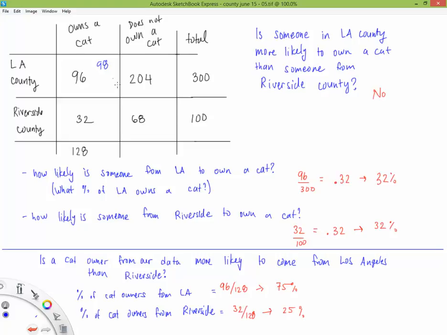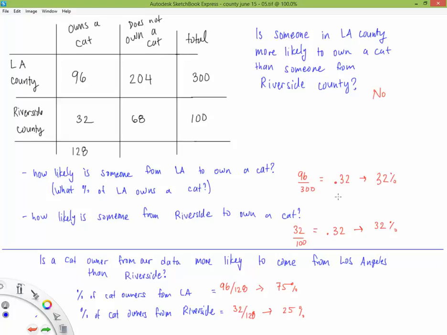Okay. So then my number changes ever so slightly, right? It's no longer 32%, but it's just a tiny bit bigger, okay? Does that suddenly mean it's more likely to own a cat from LA County than Riverside? So if we look at the numbers, here we got 32% and 32%, okay? But if I change that number ever so slightly, it might jump to 32.1% versus 32%.